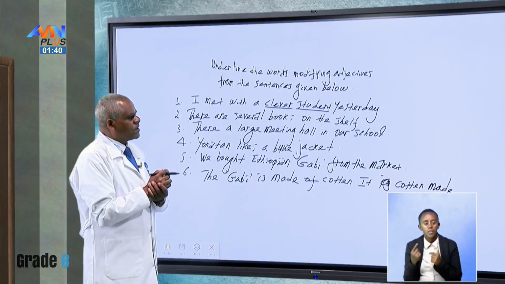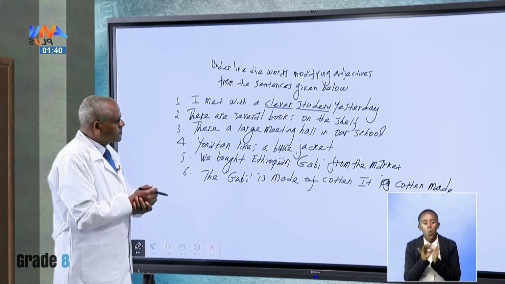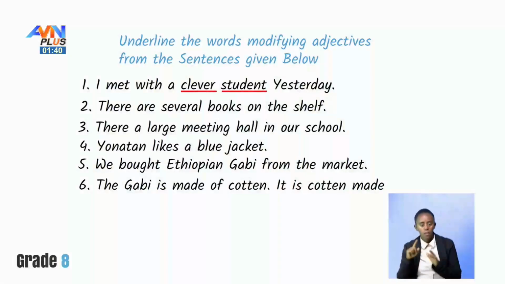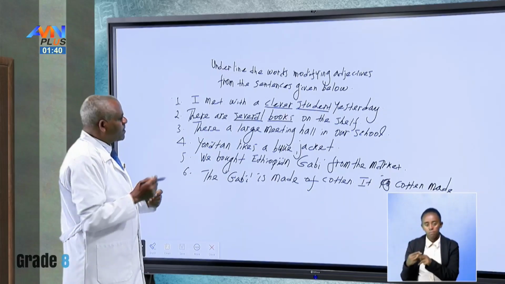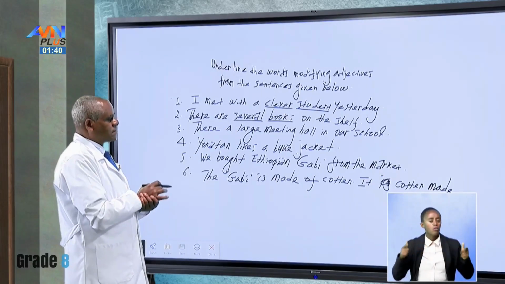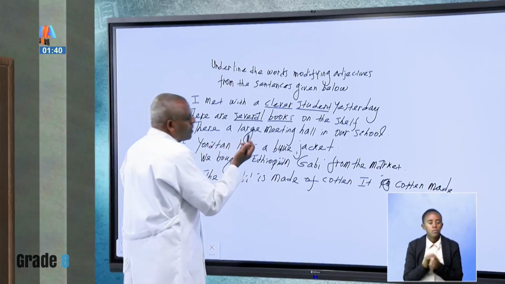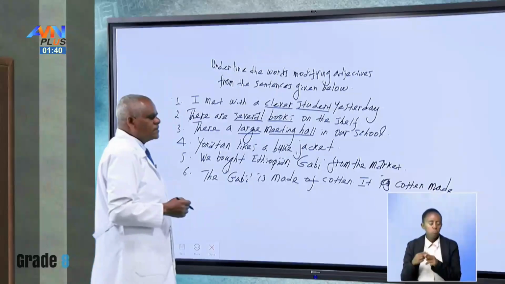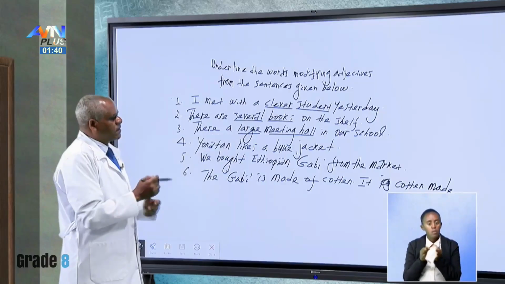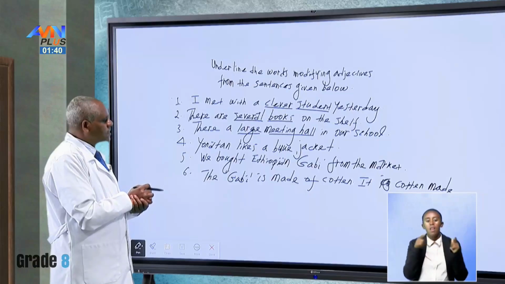Let's go and see the second one. There are several books on the shelf. You are exactly right. This is quantity. So, you can see here the words several and also books. This is a quantitative adjective. There is a large meeting hall in our school. This is size. It tells us about the size of your school hall, right? Large meeting hall. This is large. This is hall, meeting hall. It's totally fresh, right? Modifies the noun, whereas it is modified by the adjective large. That's why, because it is size.